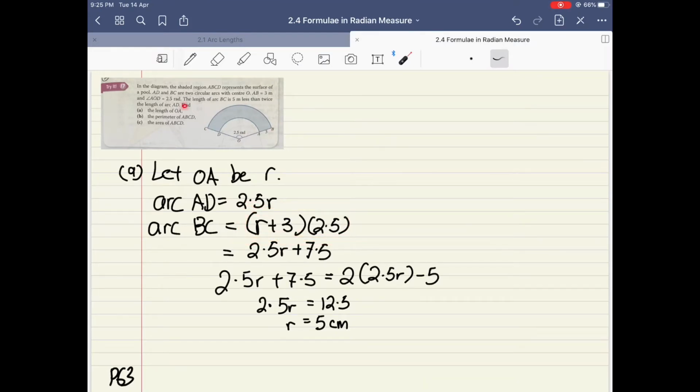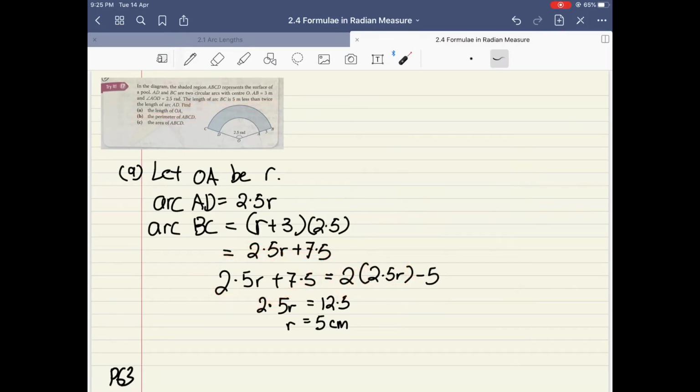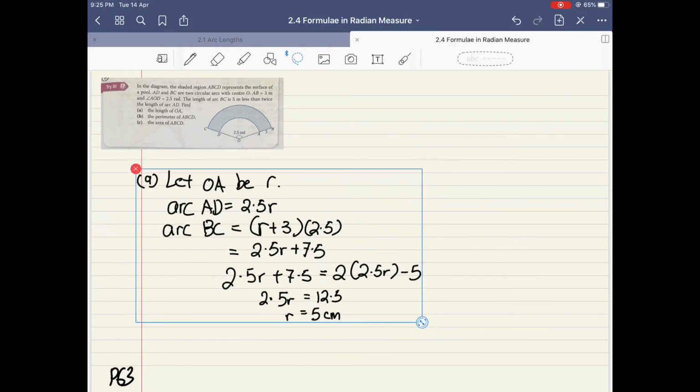Plus 3 cm. Hence, for arc BC is r plus 3 times 2.5. Okay, now let's put all of this into an equation. The length of arc BC is 5 meters less than twice the length of arc AD. So I take twice the length of arc AD, then I minus away 5 because it's 5 meters less. Then if I solve my equation, I can find that the radius r, or the length of OA in this case, is equal to 5 cm.